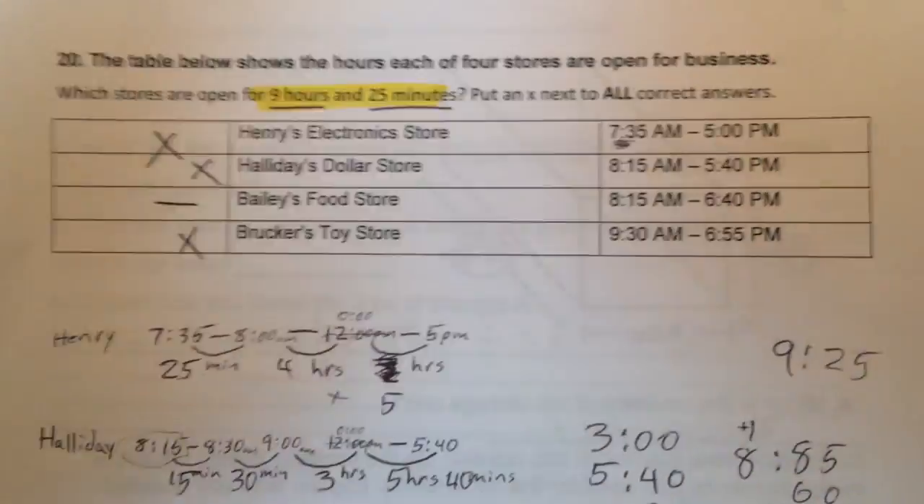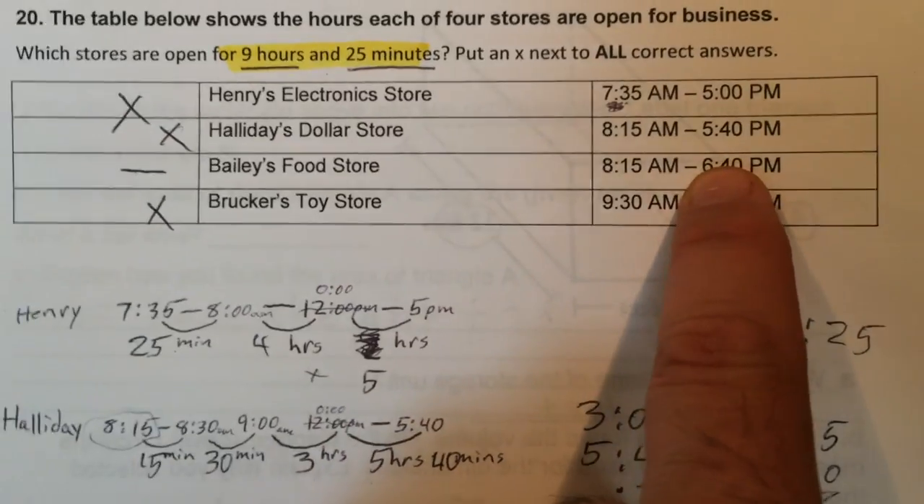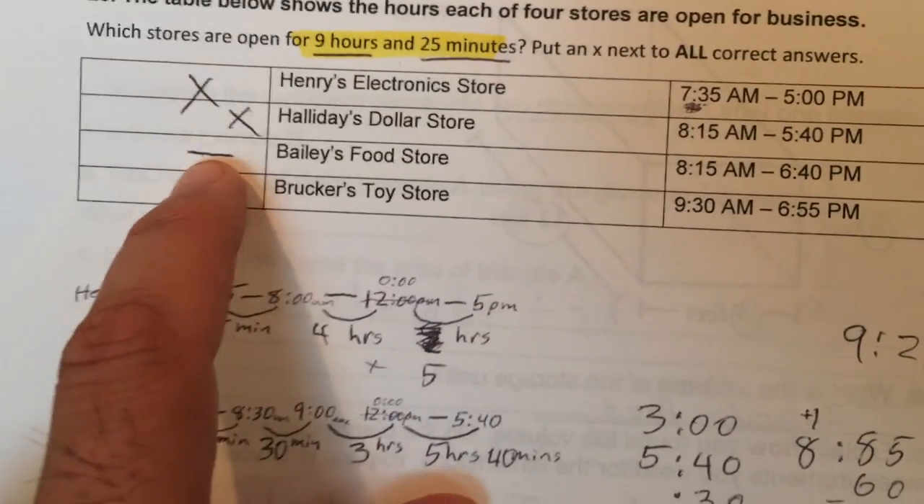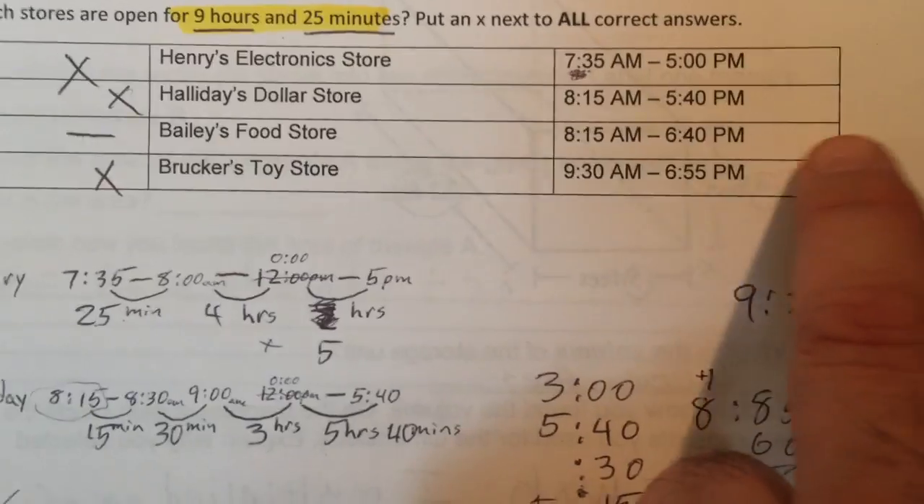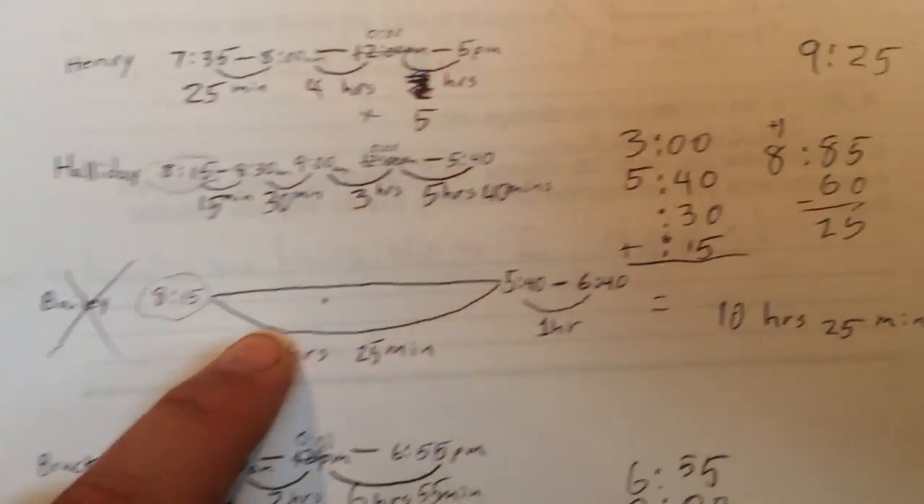Now, notice Bailey's. Bailey's starts exactly at the same time as mine, but it lasts a whole extra hour than me. So I already know it's wrong. So I could just put wrong here. It's 1 hour more than Mr. Holiday. You could write that. That could be your only work, 1 hour more than Mr. Holiday.